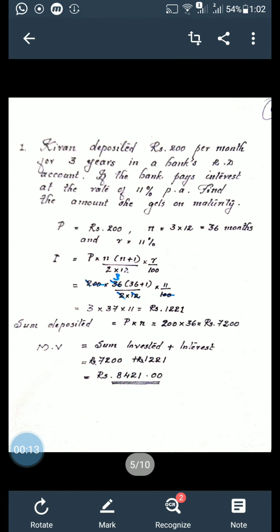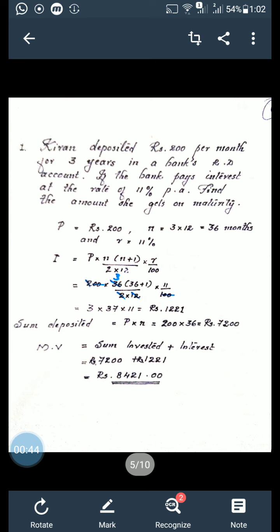Therefore, in a recurring deposit account, maturity value is equal to P into N plus I. That is P into N plus P into N into N plus 1 by 2 into 12 into R by 100. Now we can do one question. Now you can see this question.